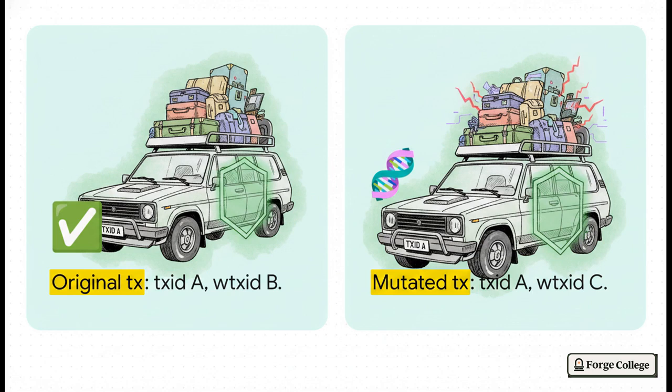This proves unequivocally that the dreaded transaction malleability attack is totally neutralized. You can mess with the luggage on the roof rack all day long, but there's absolutely no way you can change the car's VIN. SegWit works exactly as advertised.